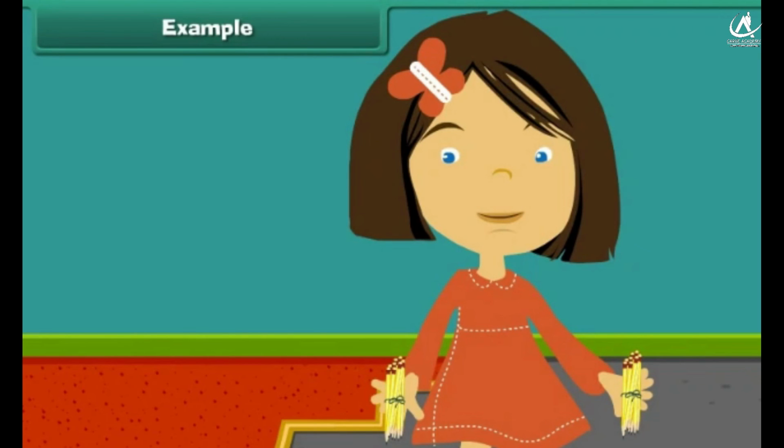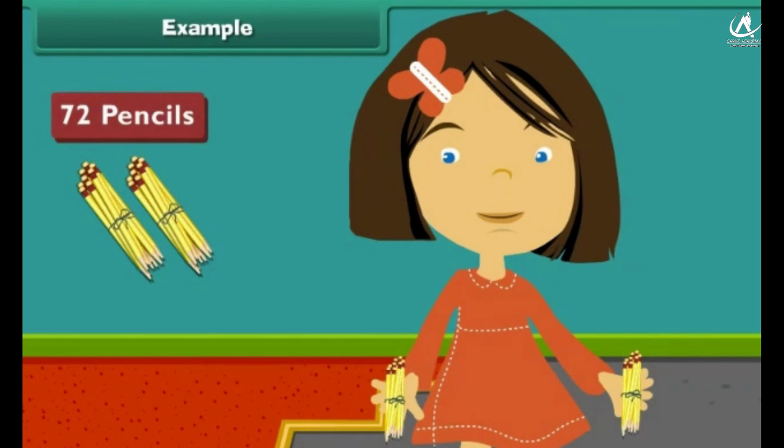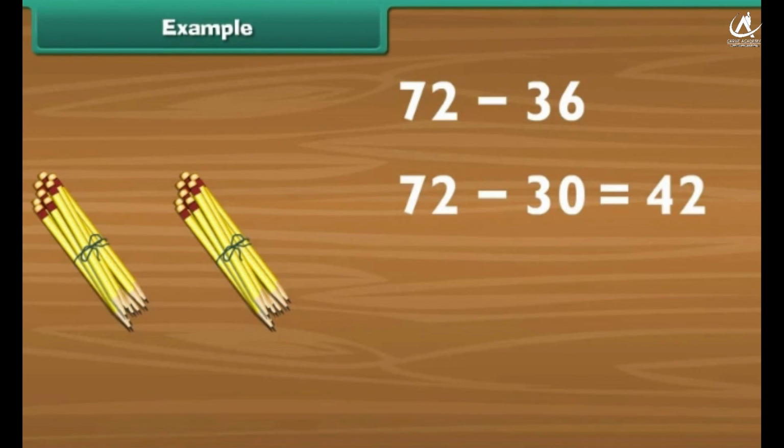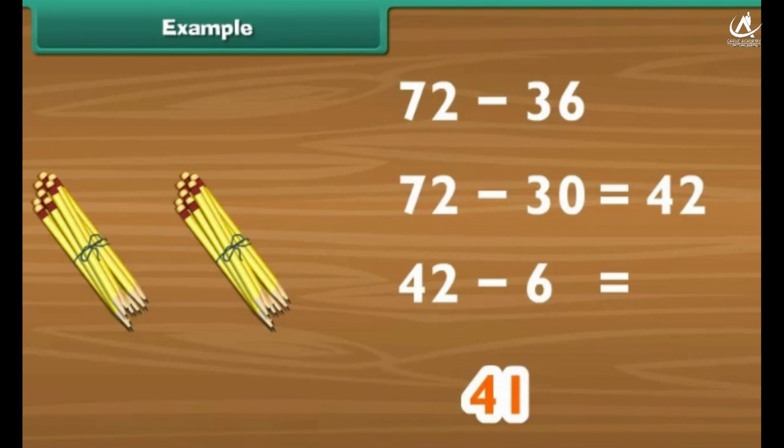Example. Reena's father bought her 72 pencils. She used up 36. How many are left? To find how many pencils are left, we must subtract 36 from 72. First subtract 30 from 72. The answer is 42. Now subtract 6 from 42 using reverse counting. 41, 40, 39, 38, 37, 36. 36 is the answer.